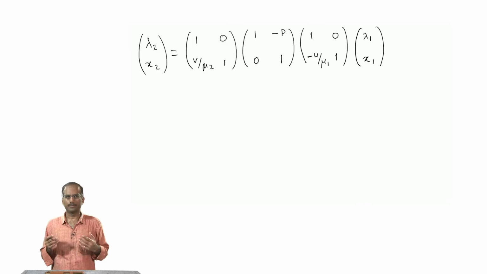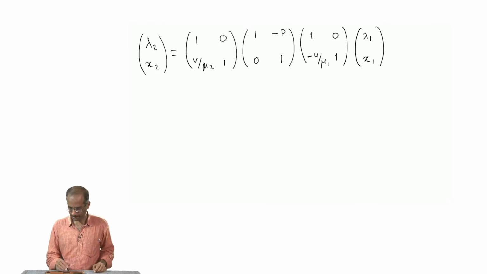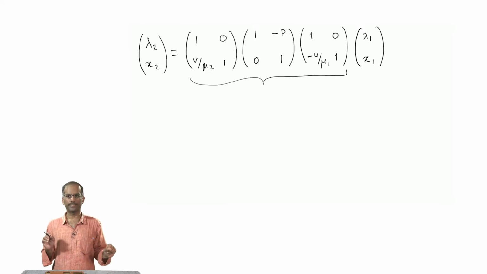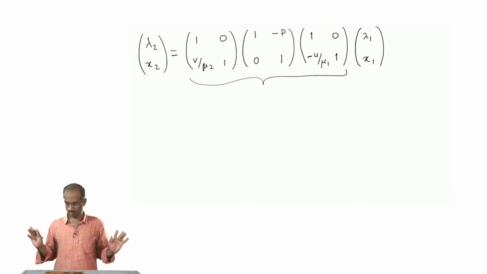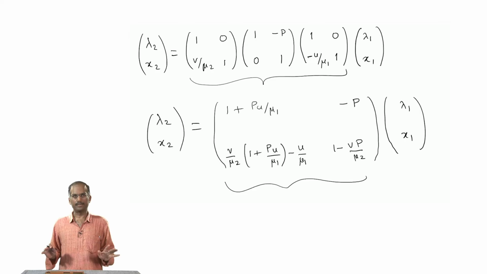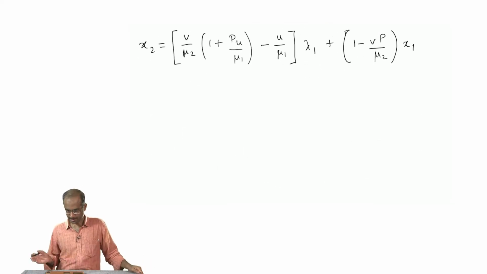Now, to make it into a more simpler equation, all I need to do is to simply multiply these three matrices together. Then I can directly relate lambda 2, x 2 to lambda 1, x 1. Let me write the result, and now this directly relates lambda 2, x 2 to lambda 1, x 1. Now, we can analyze this and obtain the results that we want. So, now I have a relation that relates x 2 to x 1 directly.